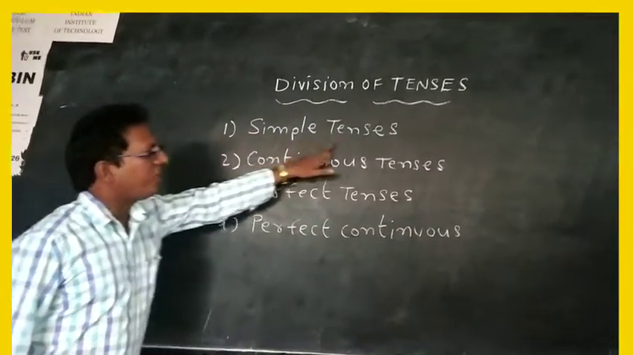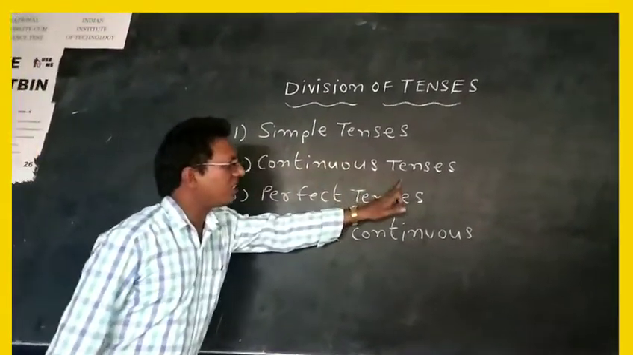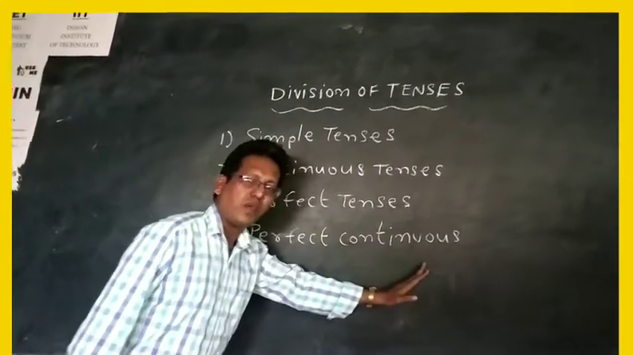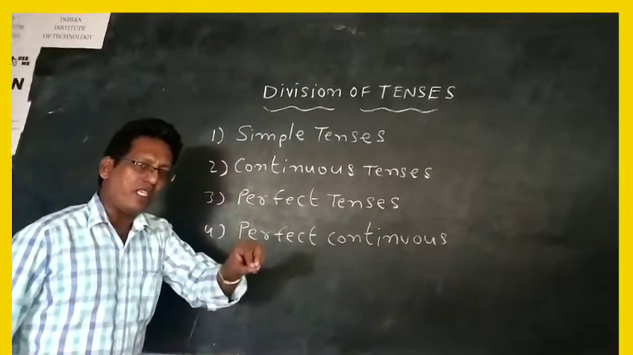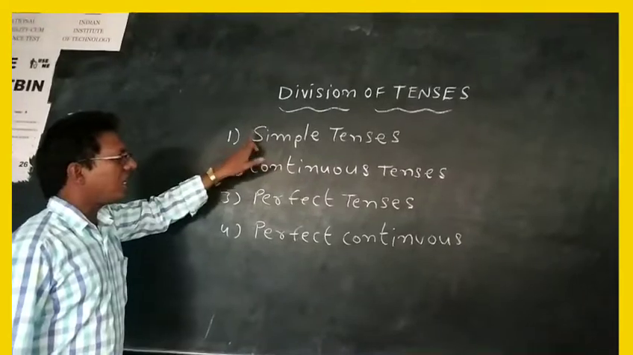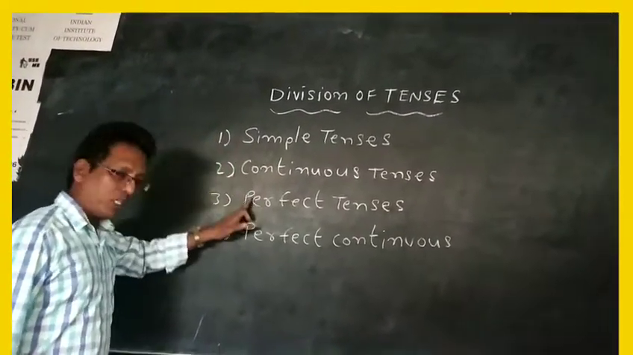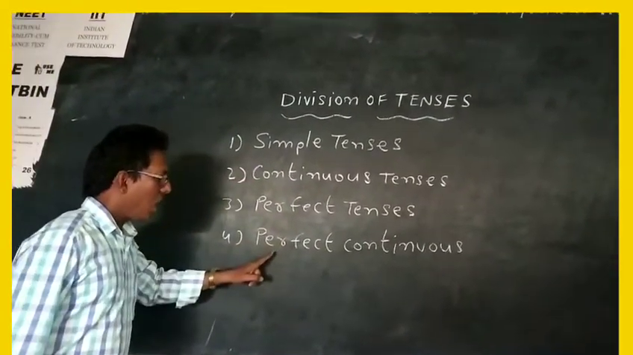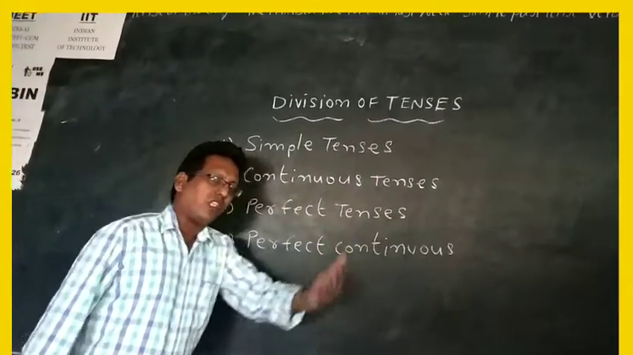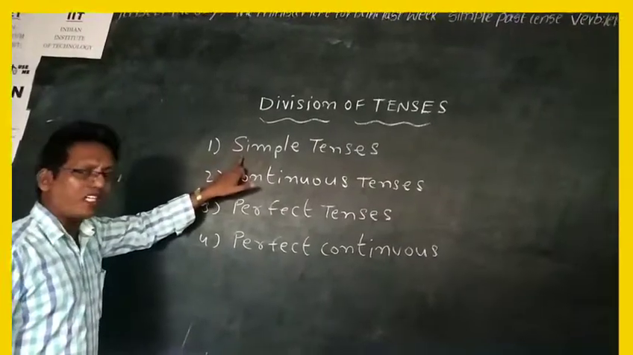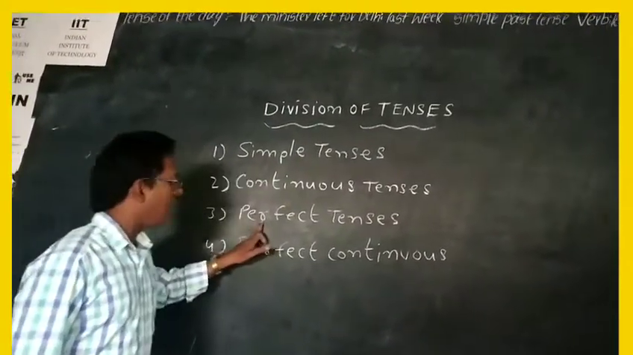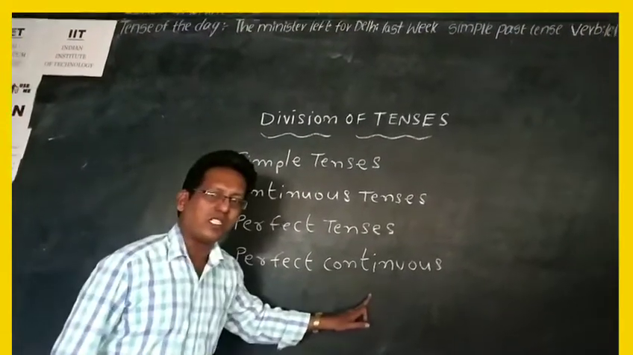They are simple tenses, continuous tenses, perfect tenses, perfect continuous tenses. It means, if you take present tense, there is simple present tense, present continuous tense, present perfect tense and present perfect continuous tense. Four divisions. If you take past tense, then in past tense we have simple past tense, past continuous tense, past perfect tense and past perfect continuous tense.